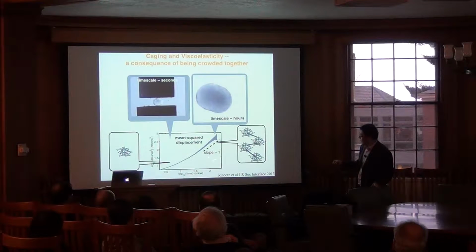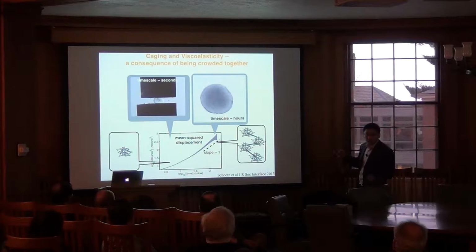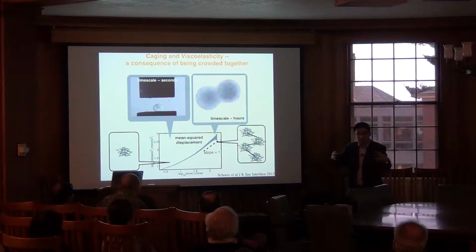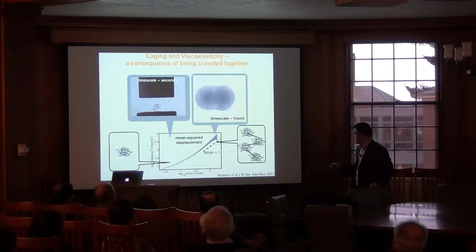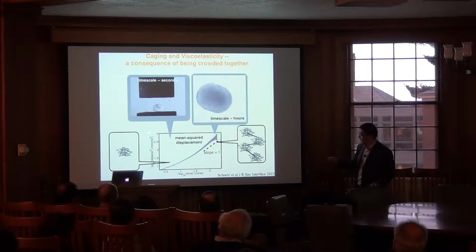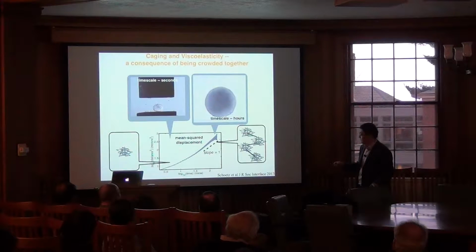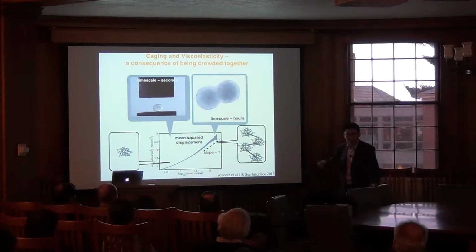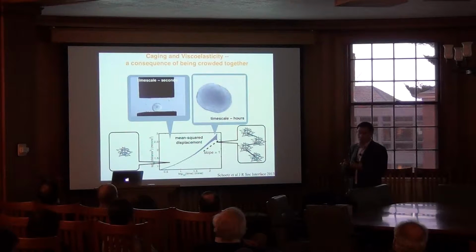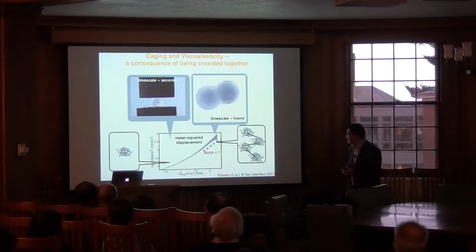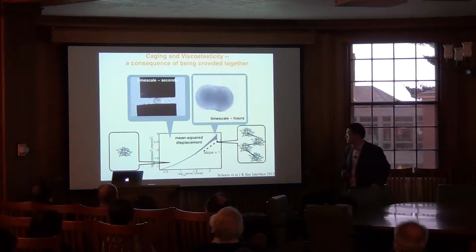But given long enough time, they actually visit multiple cages. So they're able to hop between these cages formed by their neighbors, and eventually diffuse. So if you look at mean square displacement as a function of lag time, eventually it goes to a slope of 1, which means diffusive motion. So the consequence of being crowded together means that you have these cage-like effects, which ultimately leads to viscoelasticity.